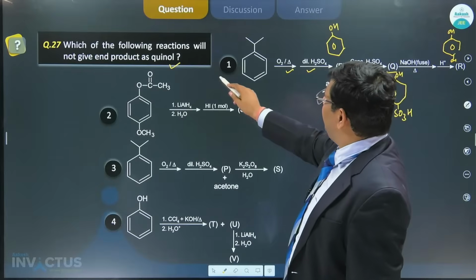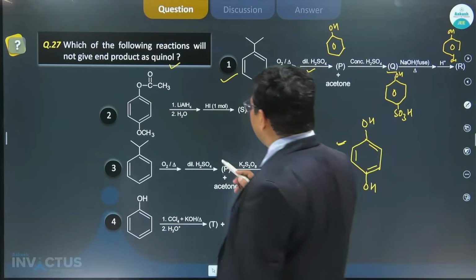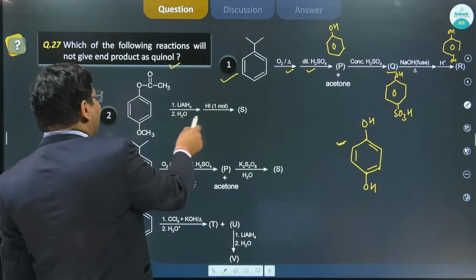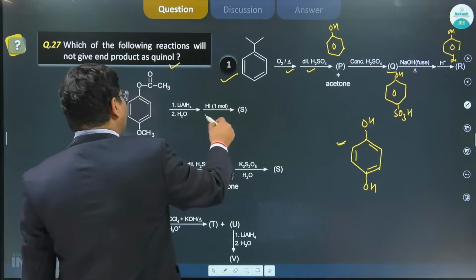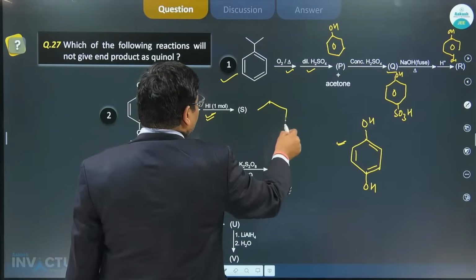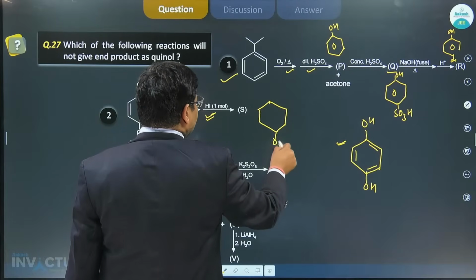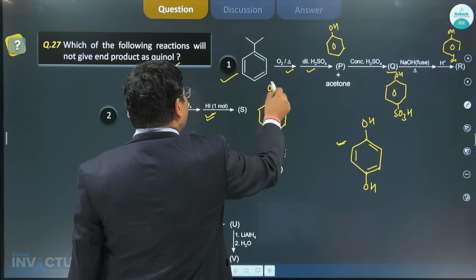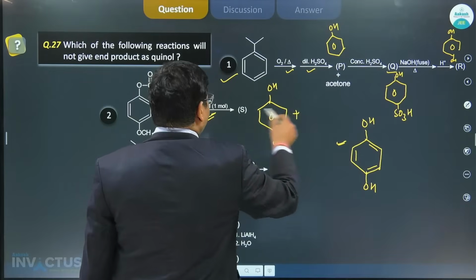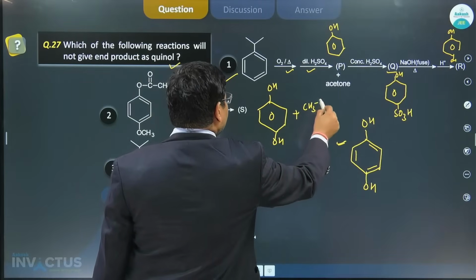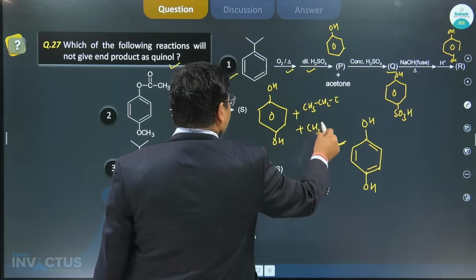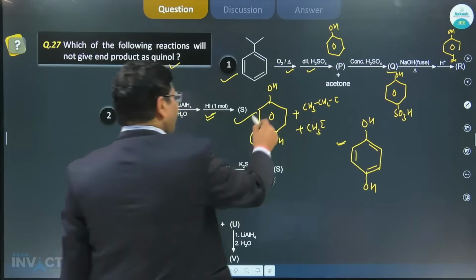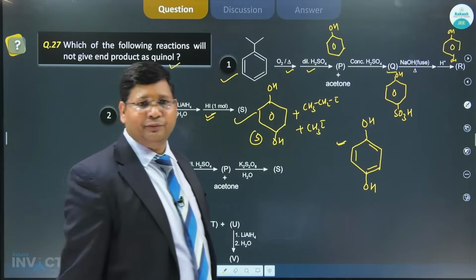So it means it will give quinol, the correct product. And then LiAlH4 will reduce this, followed by HI. So it will be an ether linkage cleavage. After this ether linkage cleavage, you will get this product. One molecule will be CH3CH2I and the other molecule will be CH3I. So student, this is S, which is again a correct product, right?